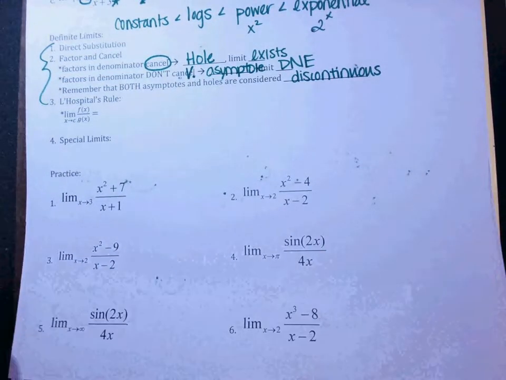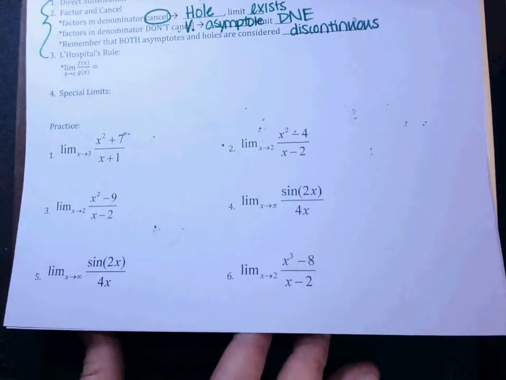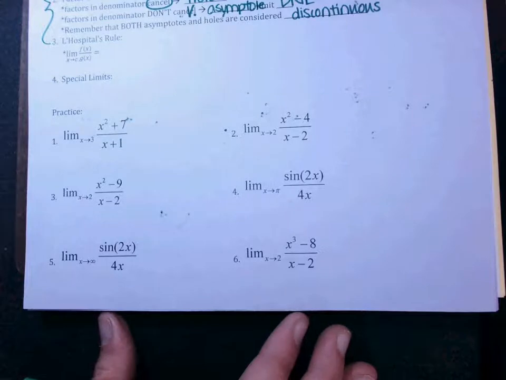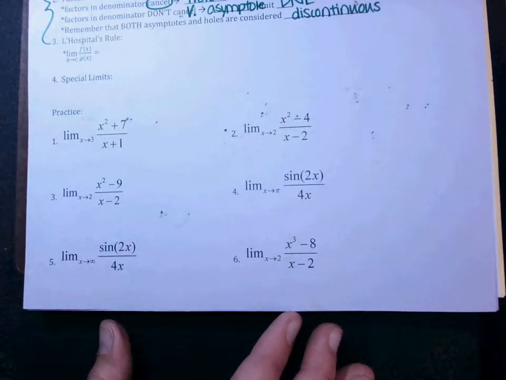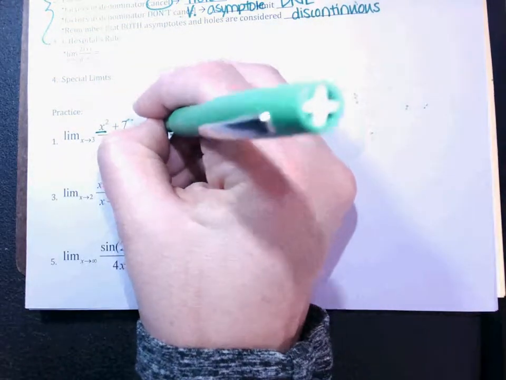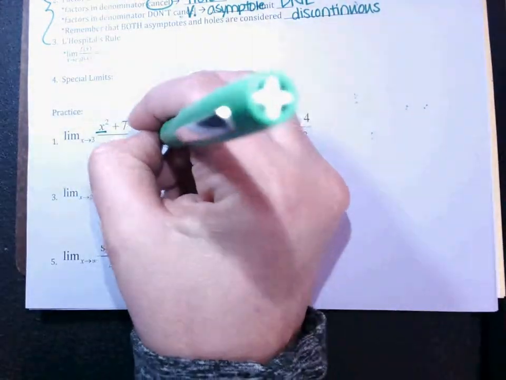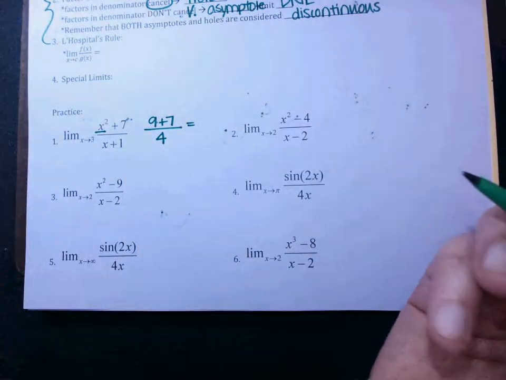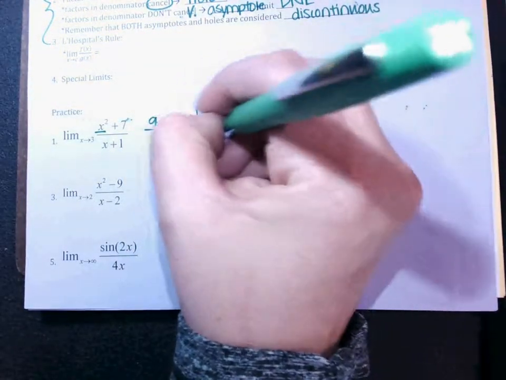Okay, so let's look at a couple of these and then we'll come back to L'Hopital's rule. Number 1, can I plug in 3 or do I have to fix something? I can plug in 3. What's 3 squared, 9, plus 7. What's 3 plus 1 on bottom? 4. 9 plus 7 is 16 over 4, which is 4. And that would be your answer.